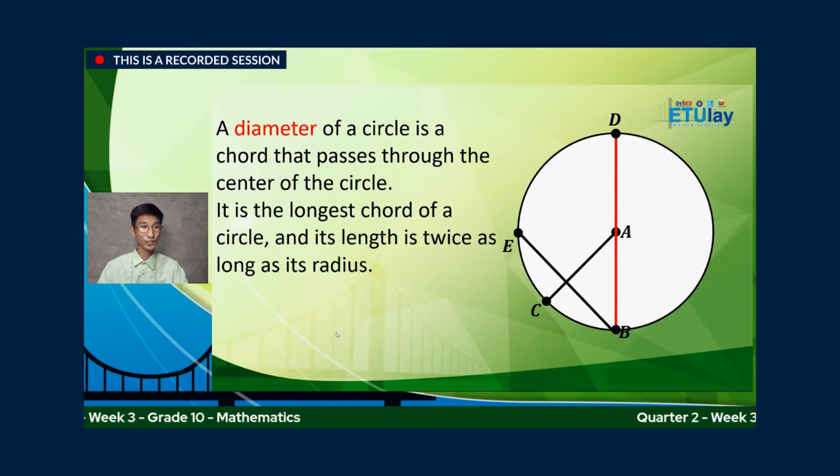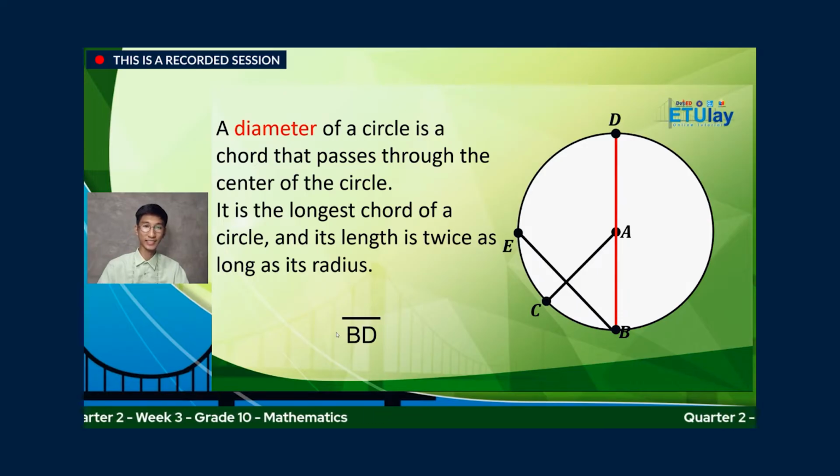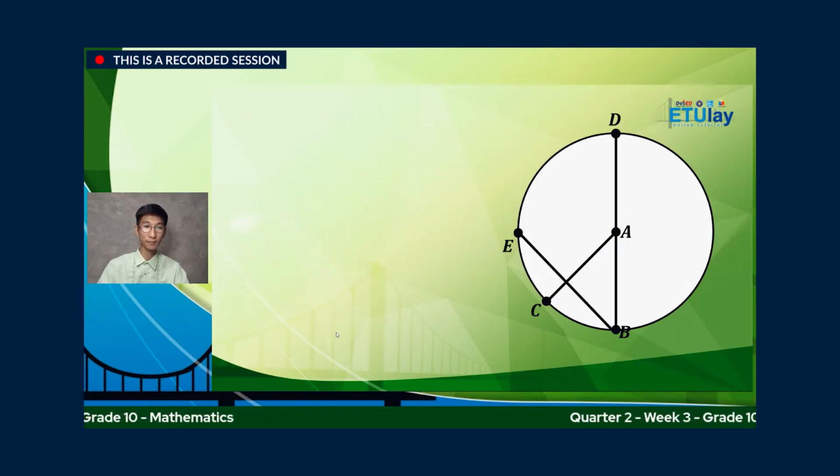And it is also the longest chord of a circle. And the measurement naman ng diameter is twice the radius. We have here the diameter, line segment BD, di ba? It passes through point A, therefore it is a diameter.